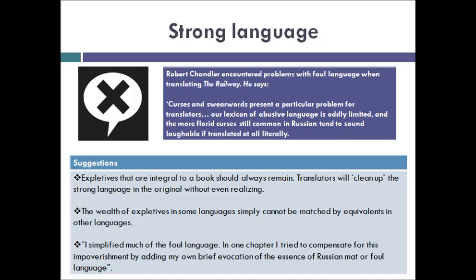Another problem, too, is the wealth of bad words in some languages, which cannot be matched by equivalents in other cultures. In this example, Robert Chandler, regarding the translation from Russian into English of the railway, says, "Curses and swear words present a particular problem for translators, because of two reasons. First, the lexicon in his culture is limited, and second, a literal translation of the bad words from Russian would sound inadequate." He suggests simplifying those words and even up the situation by adding our own perception of the essence of the bad words in the other culture.